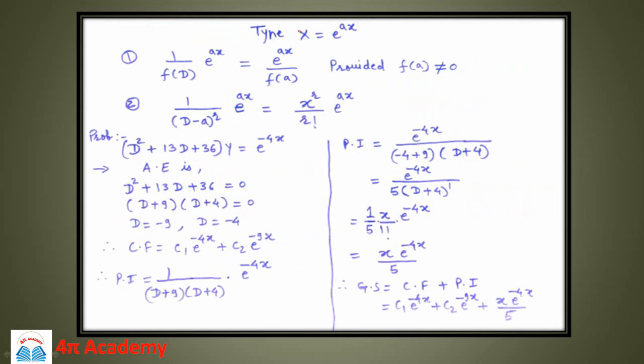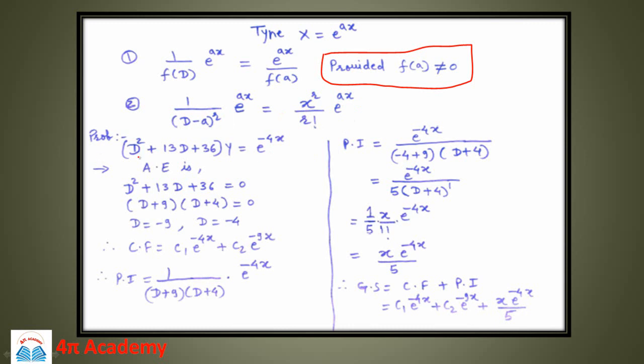If this X is of the type e raised to power ax, then 1 upon f of D into e raised to power ax will be equal to e raised to power ax upon f of a, provided that f of a should not be equal to 0. And if it is of the form 1 upon (D minus a) raised to r into e raised to power ax, then it will be equal to x raised to r upon r factorial into e raised to power ax. Now let us look at one problem on this.